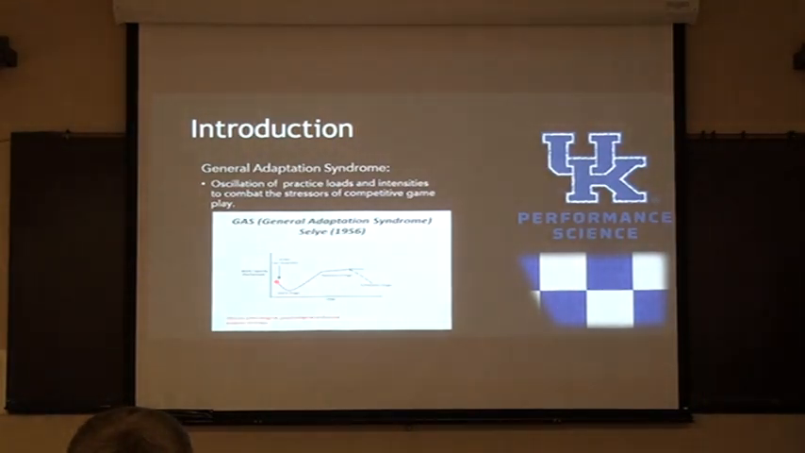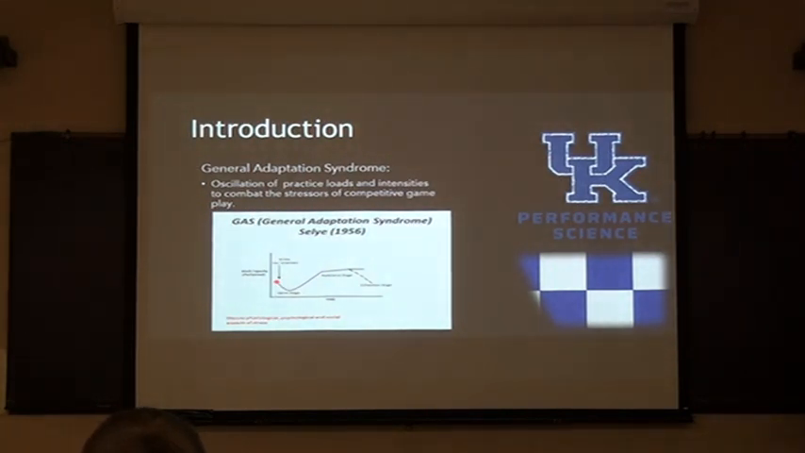The first one, just going over these real quickly, general adaptation syndrome. This is something we should all be familiar with if we're physiology majors. This was used for the oscillation of practice loads and intensities to combat the stresses of competitive gameplay. Your games are probably going to be your highest load and intensity, so you need to delegate enough time in between your game and your next high intensity practice to make sure that you got some recovery going on so you can get after it again the next day.